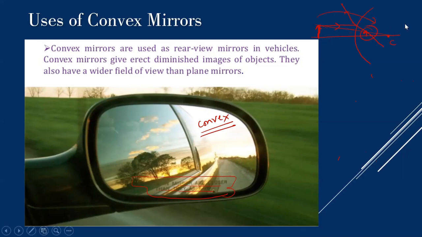So convex mirrors are used as rear view mirrors in vehicles. Convex mirrors give erect, diminished images of the object. They also give you a wider field of view than plane mirrors. The mirror inside the car, here is your driver, here is another seat that you have. There's a mirror in between the driver and the second seat of the car.